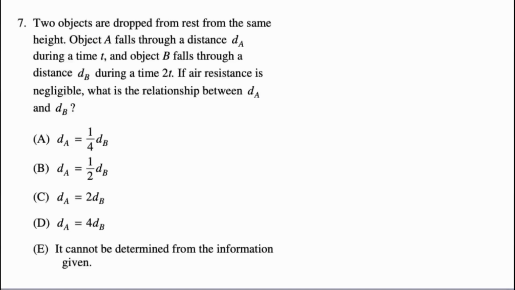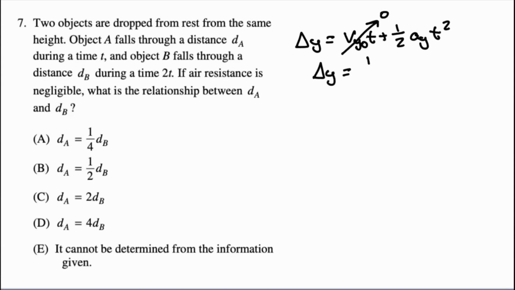So now we have number 7. 2 objects are dropped from rest from the same height. Object A falls through a distance dA during a time t, and object B falls through a distance dB during a time 2t. If air resistance is negligible, what is the relationship between dA and dB? So it seems like these objects are in free fall, so we're going to use the equation delta y is equal to v_y0 t plus 1/2 a_y t squared. They're both dropped from rest, so this term just goes to 0. So the equation that's going to govern both of them is just this 1/2 a_y t squared.